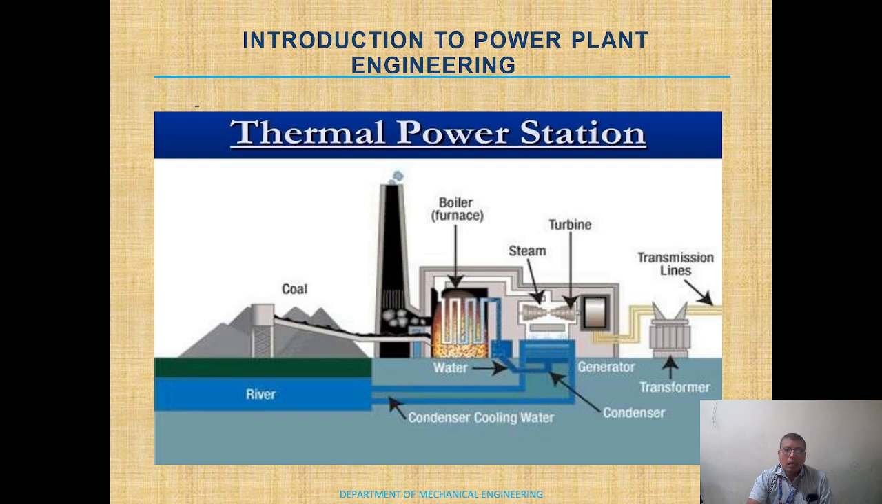This one is the modern thermal power station. The plant is located nearby a coal river, then the boiler, furnace, and water treatment plants; the steam hits the turbine, then the turbine gives the energy to the generator, which generates the electrical power. Then the power is transmitted through the transformer by several lines.